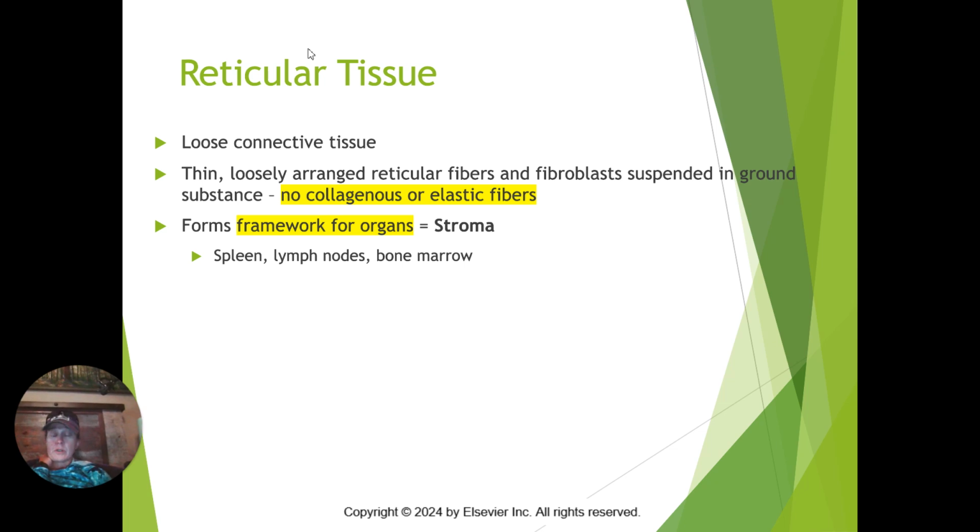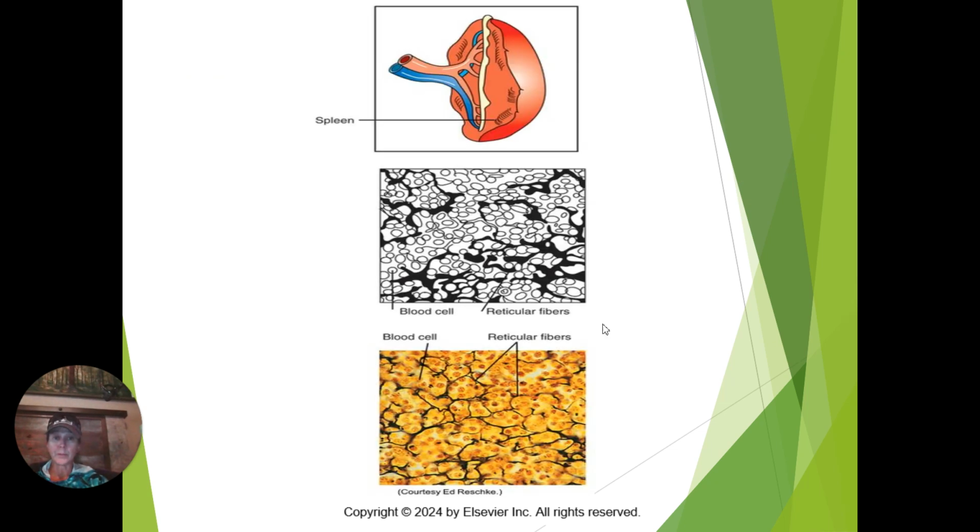Now, reticular tissue is another type of loose connective tissue, and these are kind of interesting. Very thin fibers, very loosely arranged, and there's fibroblasts as well that are suspended in ground substance. In reticular tissue, there are no collagenous fibers and there's no elastic fibers. And these types of loose connective tissue provide a framework for our internal organs, and particularly the spleen, the lymph nodes. You also see a lot of reticular tissue in the liver as well.